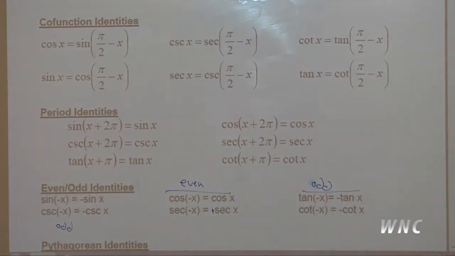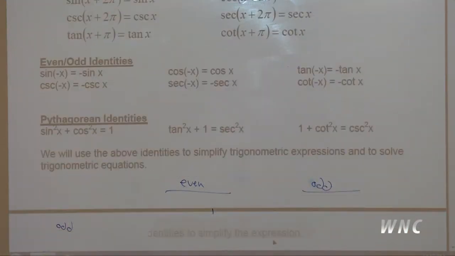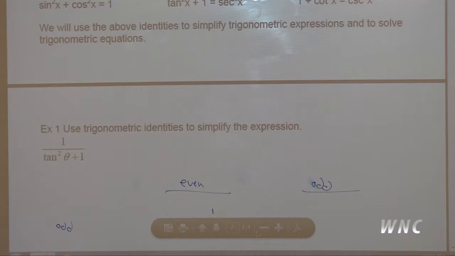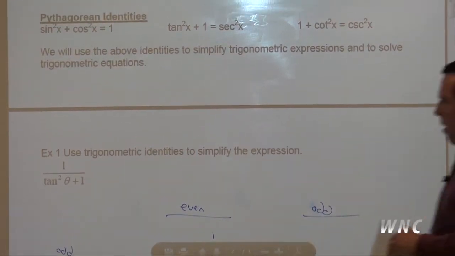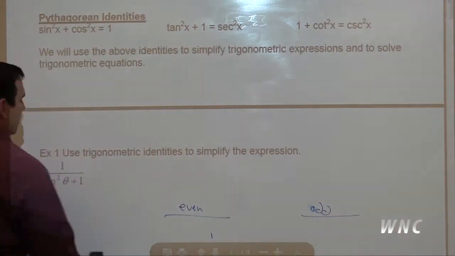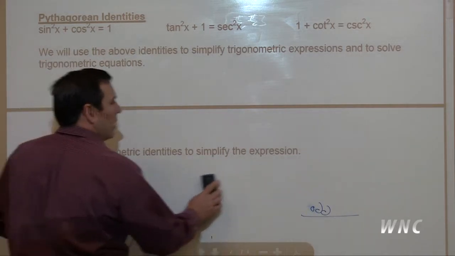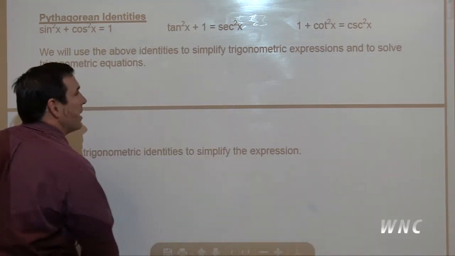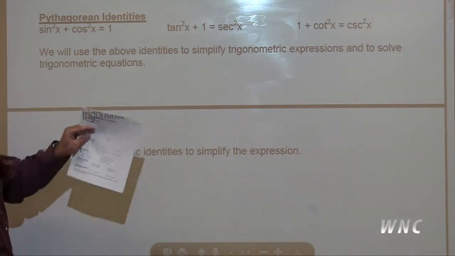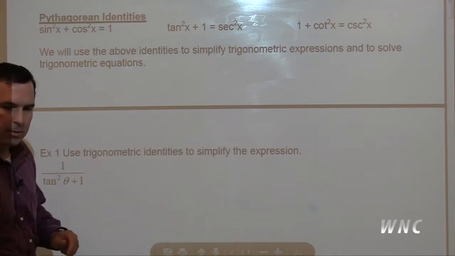We also have the Pythagorean identities. Sine squared x plus cosine squared x is 1, and tangent squared x plus 1 is secant squared x. 1 plus cotangent squared x is cosecant squared x.